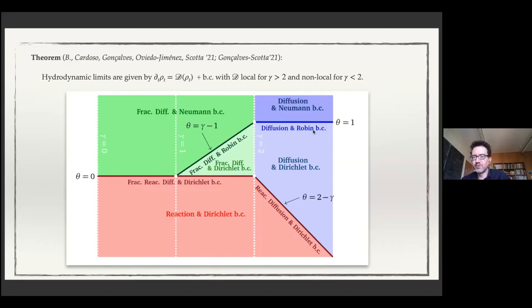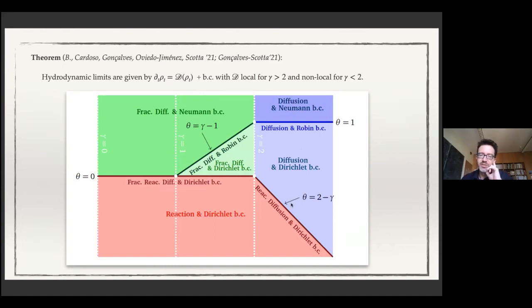For people who don't know what Robin boundary conditions are, it is something interpolating between Dirichlet boundary condition and Neumann boundary condition, and we say that the density at 0 is proportional to the flux at 0. And so it's something which is interpolating between the two regimes.